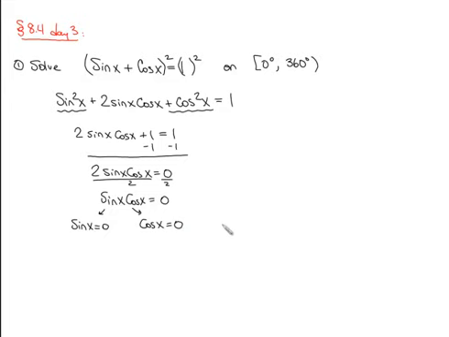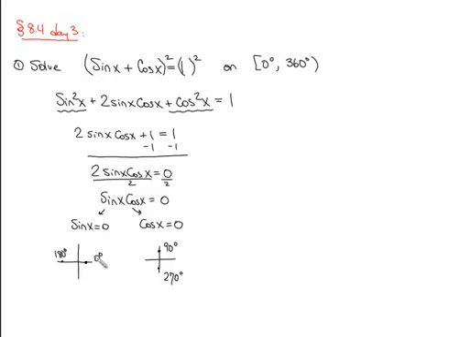And what this now allows us to do is solve for each of these as individual equations. So if we stop and take a look at these, draw your little picture, sine of x is going to be equal to 0 here at 0 degrees and over here at 180 degrees, both of which are acceptable answers here. Cosine of x is equal to 0 up here at 90 degrees and down here at 270 degrees.